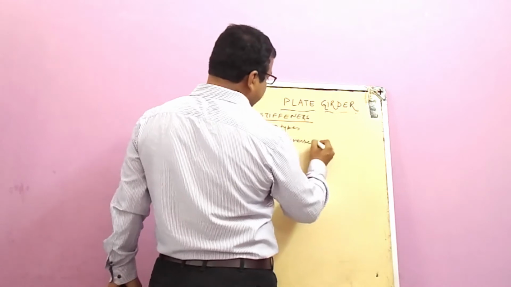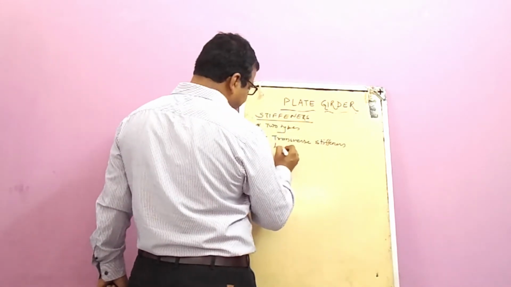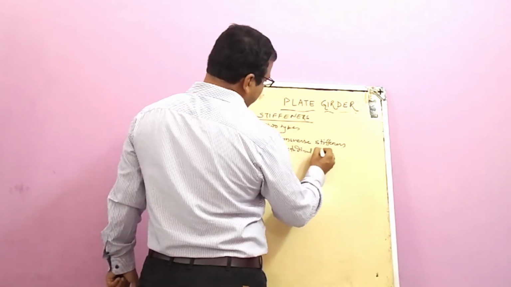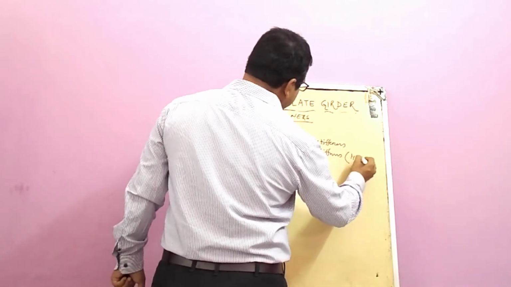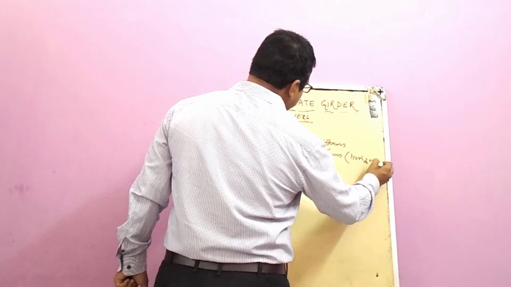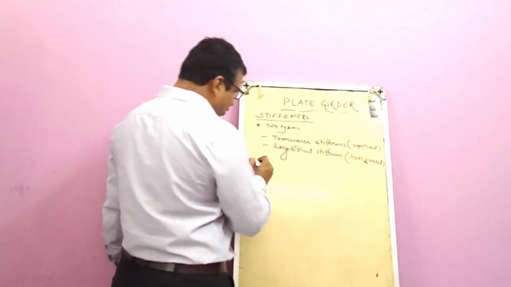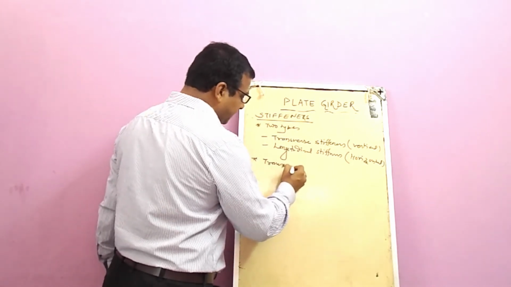First is the transverse stiffeners, another is the longitudinal stiffeners. So the longitudinal stiffeners are the horizontal ones and these are the vertical ones. Now transverse stiffeners are basically of two types.